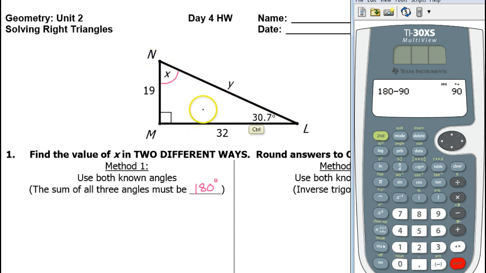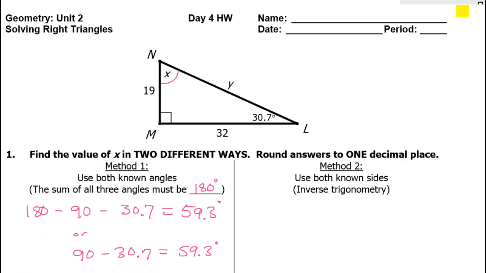So really, from now on, I'm going to think of it as just subtracting from 90. Because now if I take 90 minus 30.7, then that's going to be the missing angle. So regardless of whether you start from 180 degrees and subtract 90 and then subtract 30.7, you get 59.3. Or if you just recognize that the two acute angles in a right triangle have to add up to 90, because you already have 90, you can just do 90 minus 30.7.